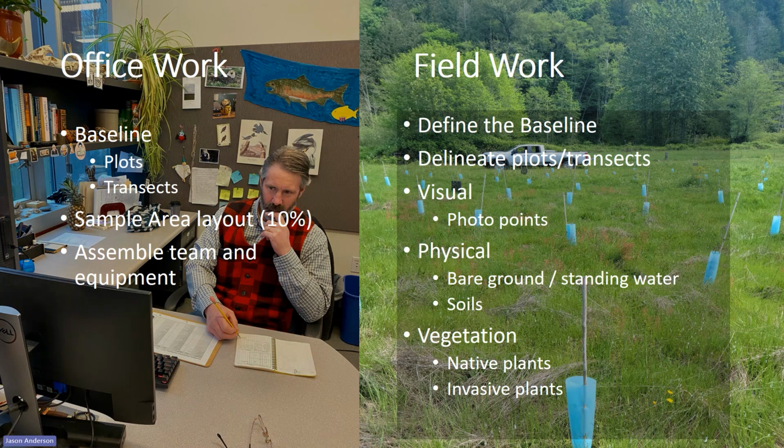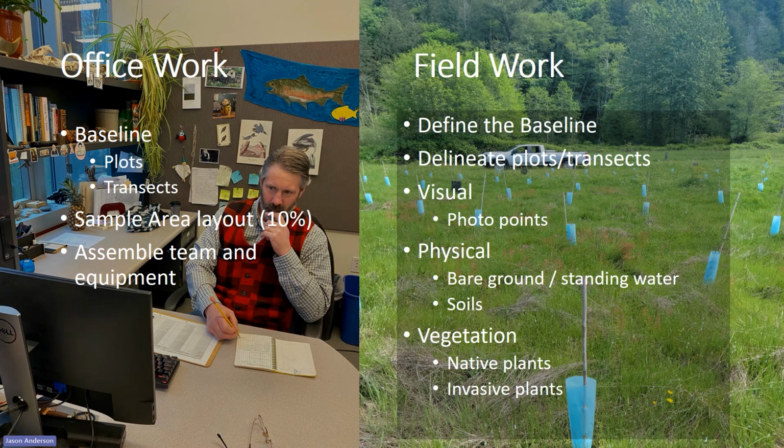So the plot method obviously is used to evaluate vegetation within polygons, and these plots can be any shape. It can be a square, a circle, or a rectangle. It really doesn't necessarily matter. The transect method is used to evaluate vegetation along a line, and often we will use belt transects. We also use the concept of a baseline, and a baseline is simply a line from which the plots or the transects originate.